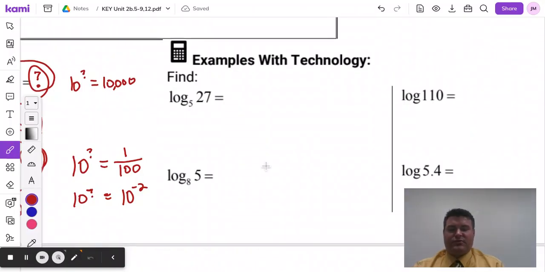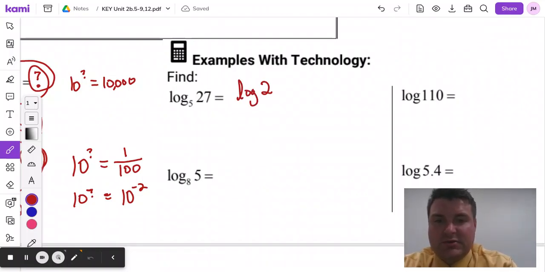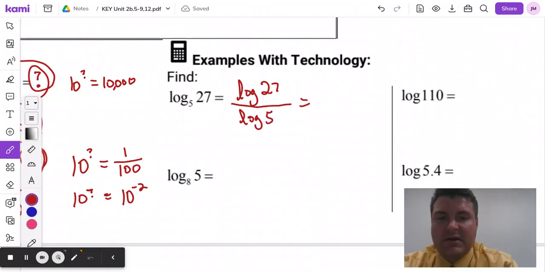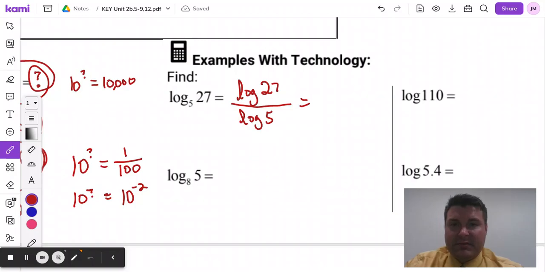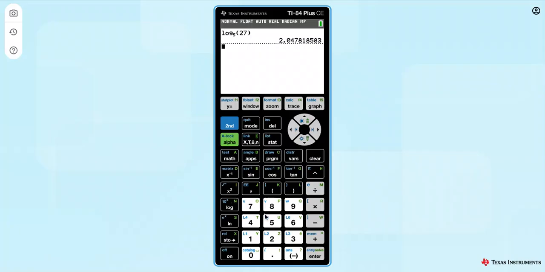Okay, so the change of base formula is when you take the top and just write it as log 27 all over log 5. You get the same answer. So let's go ahead and see if that's true, or if I don't know what I'm talking about. The log buttons are next to the 7. So log of 27, make sure you put that parentheses in there, divided by log 5. You'll get the same thing.